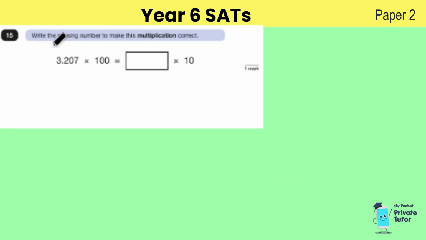Question 15. Write the missing number to make this multiplication correct. We have 3.207 times 100 is equal to something times 10.